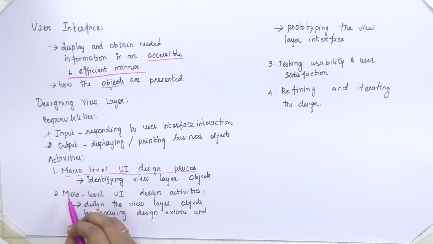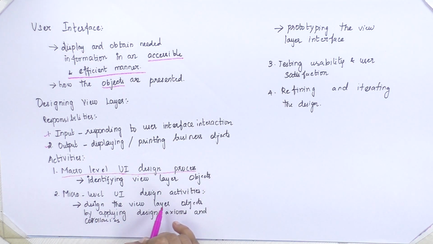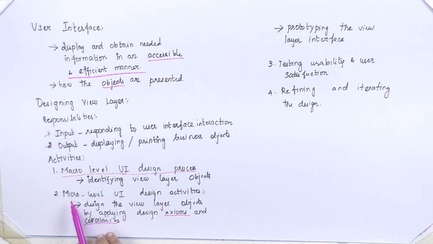The next step is the micro level user interface design. Here in the second step you will be designing the view layer objects by applying the axioms and corollaries. In the first step you identify the view layer objects, and whatever objects you have identified in the first step will be designed using the axioms and corollaries in the next step, the micro level UI design activities. By designing the view layer objects, you can provide the most usable user interaction.